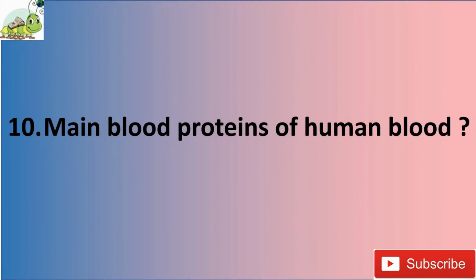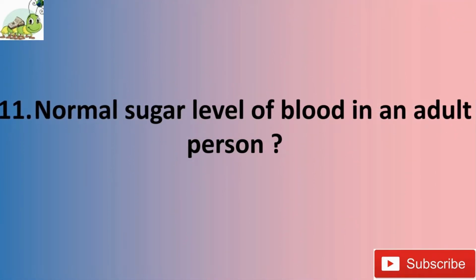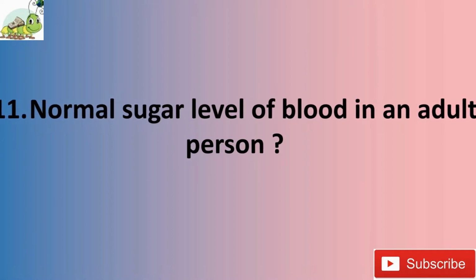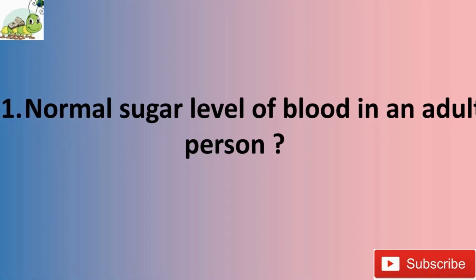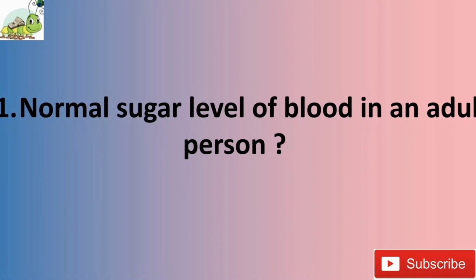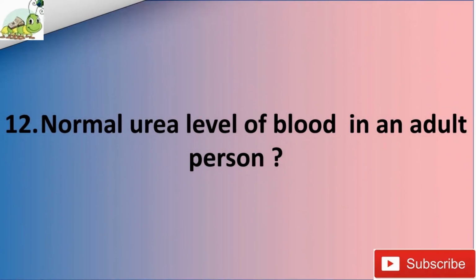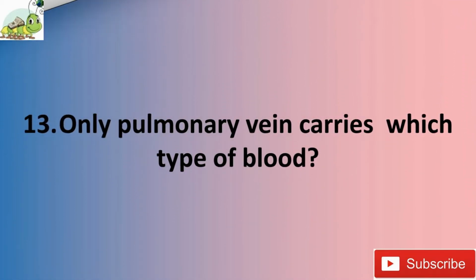Point number 10. Main blood proteins of human blood are the albumins, globulins, fibrinogen, prothrombin and properdin. Point number 11. Normal sugar level of blood in an adult person, that is 60 to 100 mg per 100 ml. Point number 12. Normal urea level of blood in an adult person, that is 20 to 30 mg per 100 ml of blood.